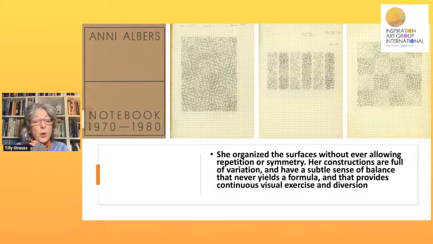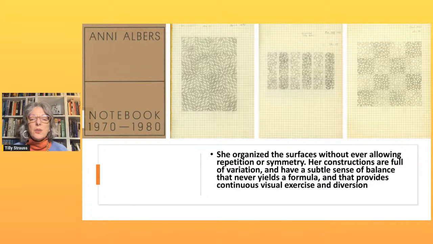And then there's her notebook from 1970 to 1980. There's a published book of her drawings on graph papers. She's working in a lot of partnerships. In fact, by this time she's in a wheelchair, which she'll be in for the last 25 years of her life. She can't really move around very easily.